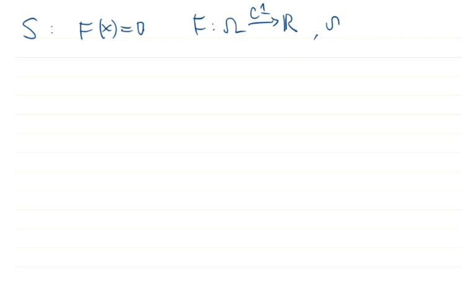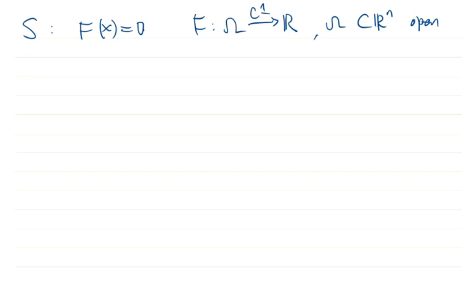Now we study an interesting problem. In the geometric application of partial derivatives, we know that a surface with equation F(x) = 0. Here F is a smooth, maybe C1 function on Omega. Here Omega is an open set in R^n.